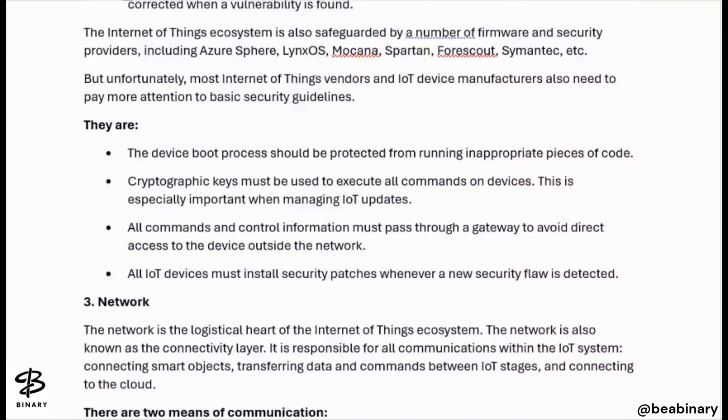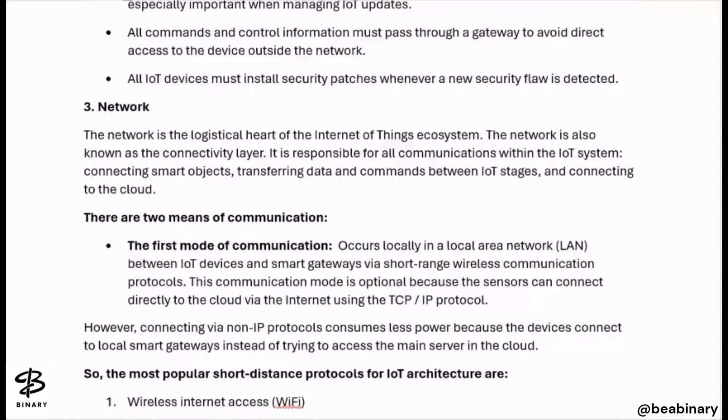Another component: the network layer. What is a network? The network is the logistical part of the Internet of Things ecosystem: logically, how connectivity will be provided between the data and the application layer. The network is also known as the connectivity layer between the data and the application the user is using. It is responsible for all the communication within the IoT system, whether connecting smart objects, connecting a smart watch to your mobile, transferring data and commands between IoT stages, or connecting to the cloud.